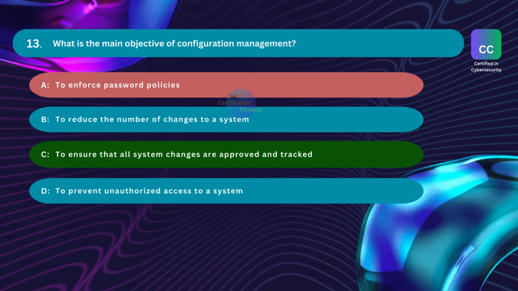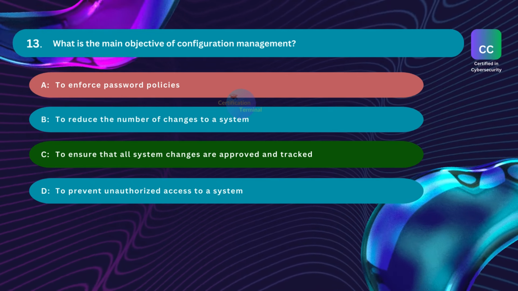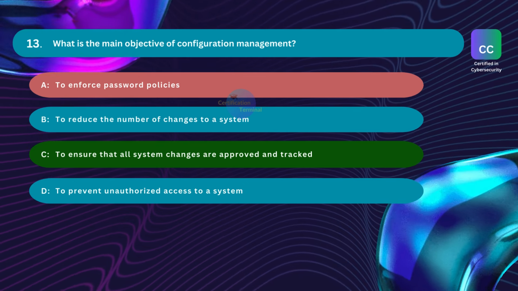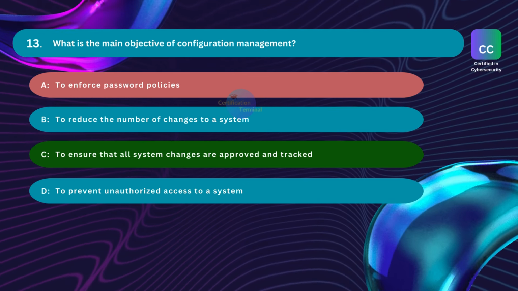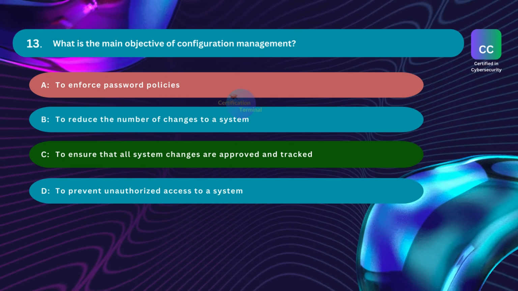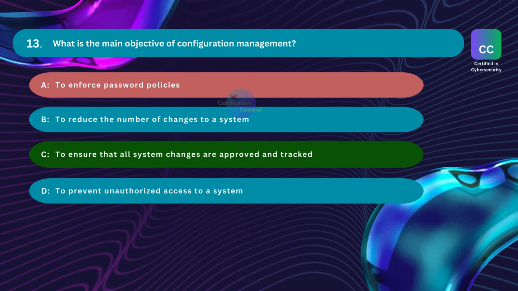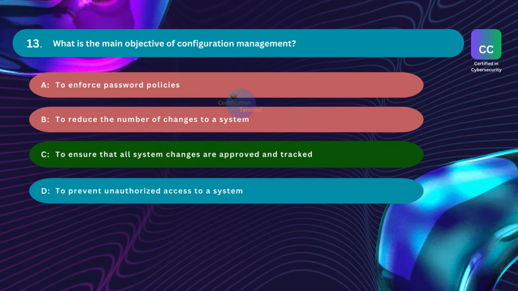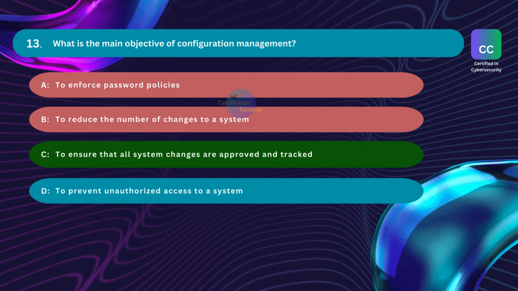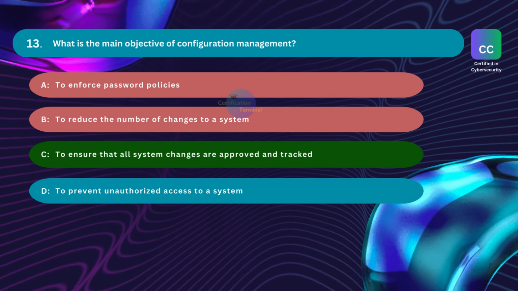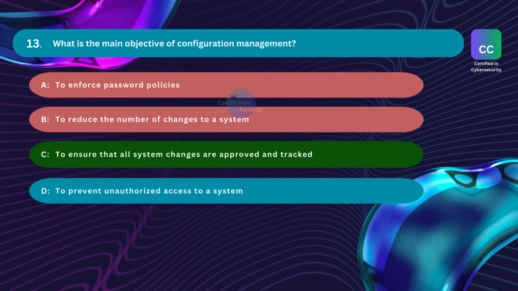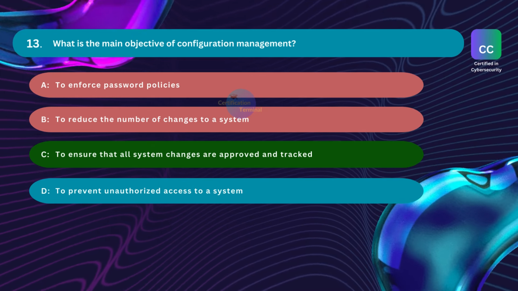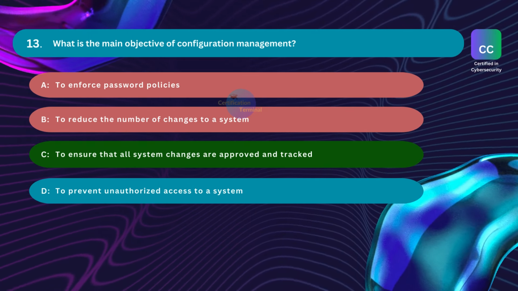Configuration management primarily deals with tracking and managing changes to the overall configuration of a system, which includes settings, software, hardware, and other components. While password policies may be part of system configuration, they are just one element. Option B, to reduce the number of changes to a system, is incorrect. The main objective of configuration management is not to reduce the number of changes, but rather to ensure that changes are controlled, approved, and tracked.